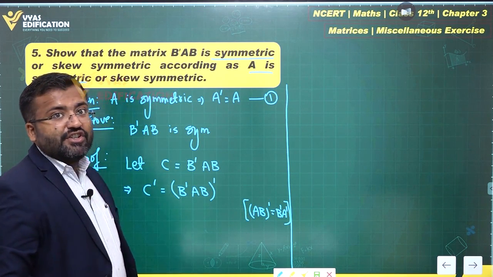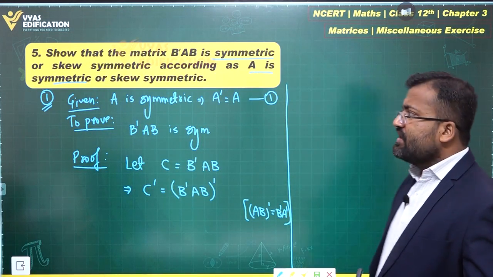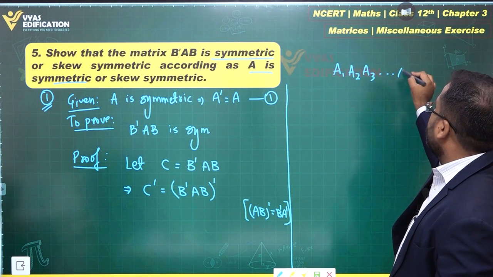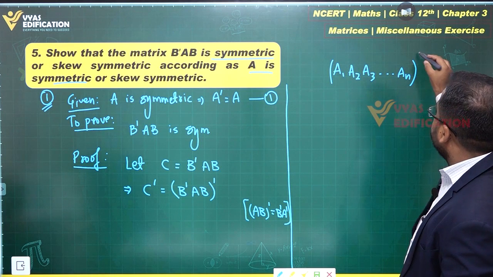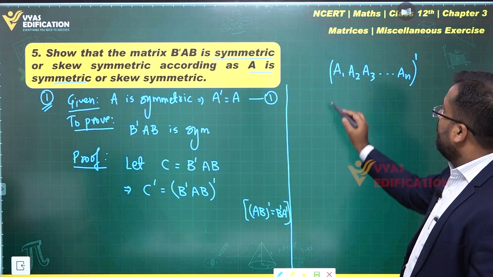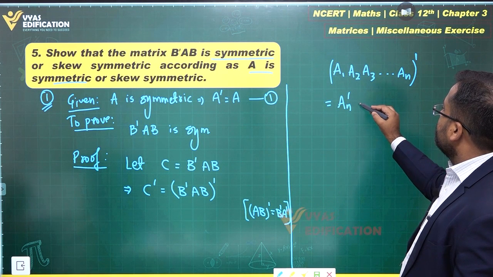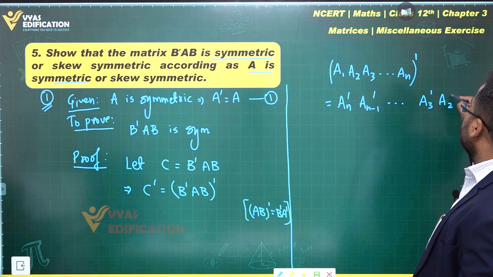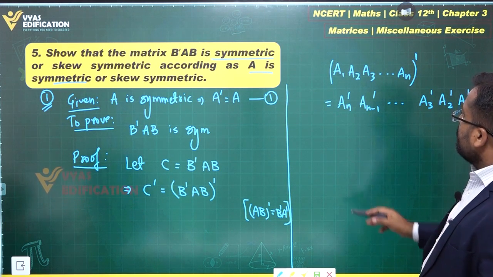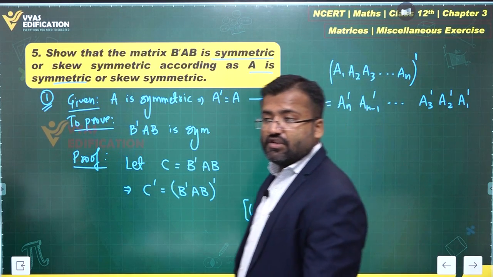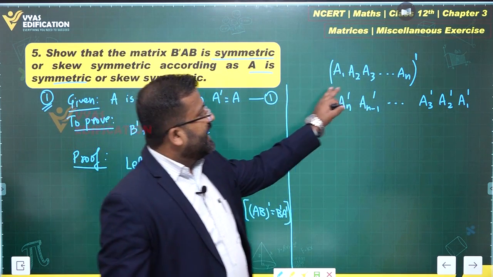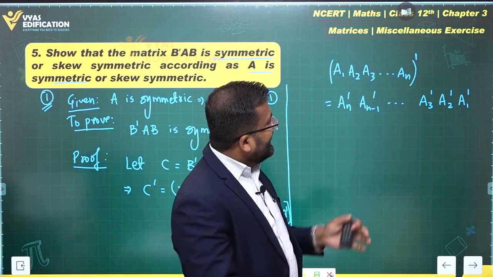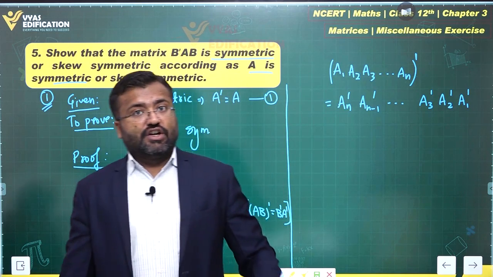Although there's an extended version to this as well. What is the extended version? I'll explain that. If there are n matrices A1, A2, A3, ..., An multiplied and we want to take the transpose, what you'll get is An transpose, An minus 1 transpose, ..., A3 transpose, A2 transpose, A1 transpose. This is also known as the reversal law of transpose, right? When matrices are multiplied together and you want to take the transpose, you can take individual transposes and multiply them in the reverse order.